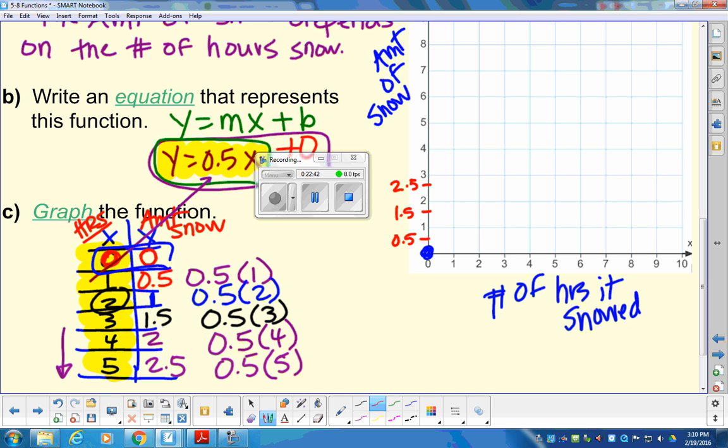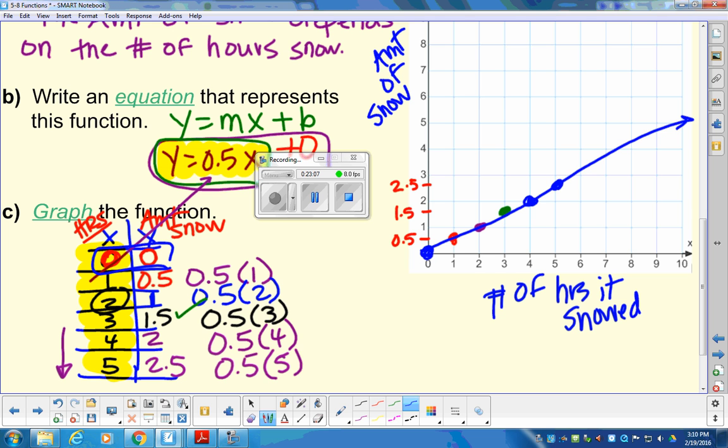So at 1 hour, we have a half inch of snow. At 2 hours, we had 1 full inch of snow. At 3 hours, we have 1.5 inches of snow. At 4 hours, we have 2 inches of snow. At 5 hours, we have 2.5 inches of snow. So there's my graph.